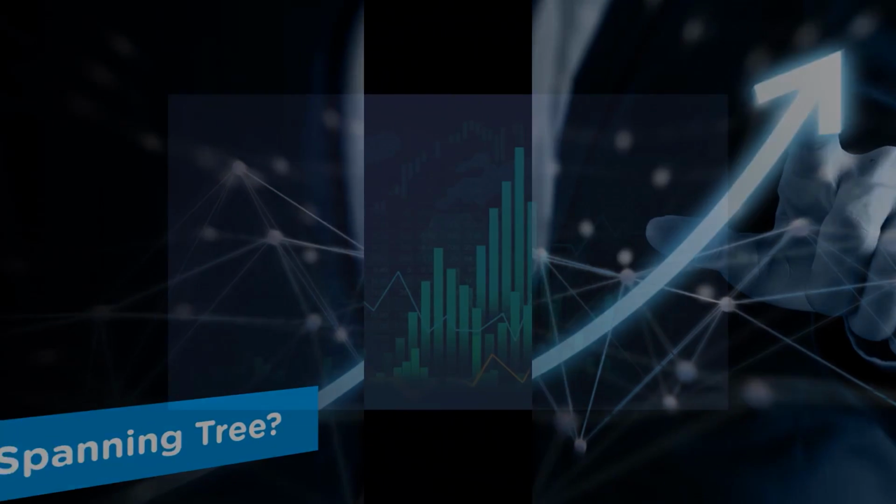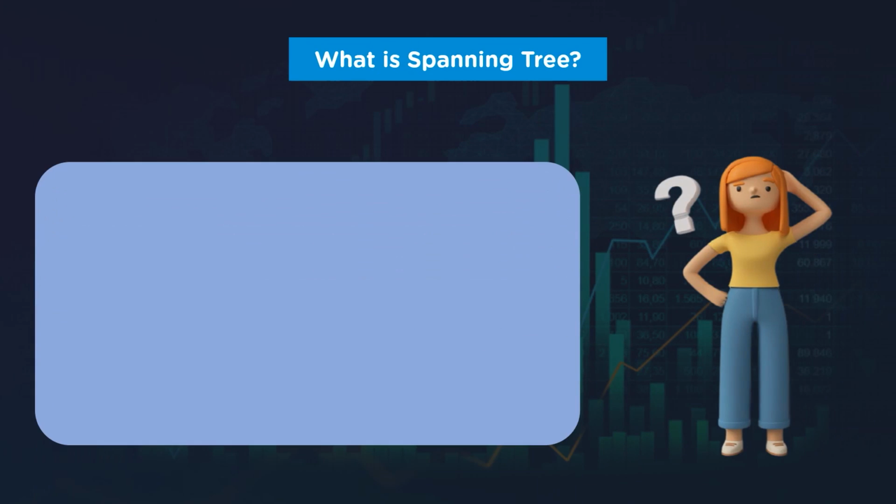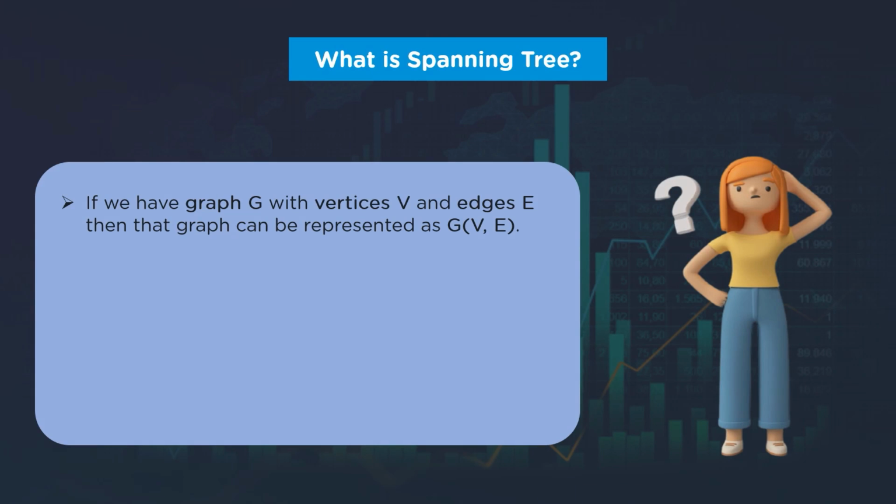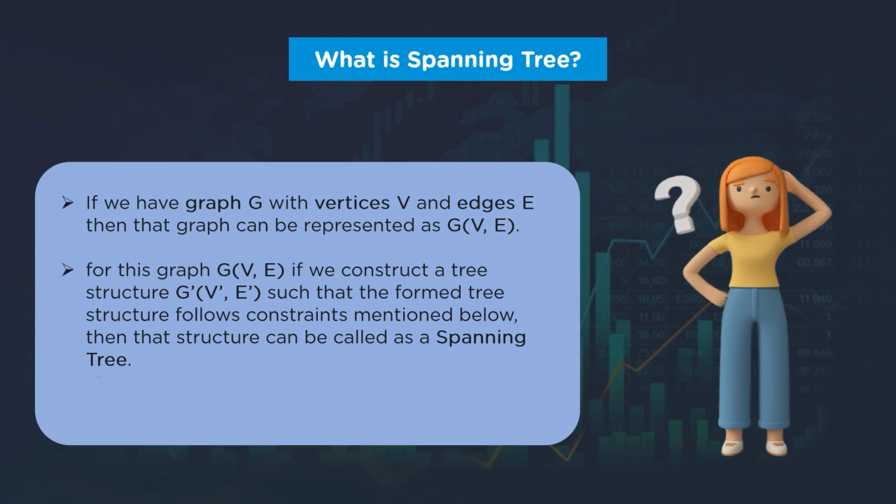Mathematically, the spanning tree for any graph G having vertices V and edges E can be represented using superscript notation G' having vertices V' and edges E'. Suppose we intend to create a spanning tree for graph G, then our spanning tree G' must follow a few constraints. The first constraint suggests that the number of vertices for the created spanning tree must be equal to the number of vertices of a given graph G. Further, the number of edges of G' should be equal to the number of vertices in graph G minus 1.